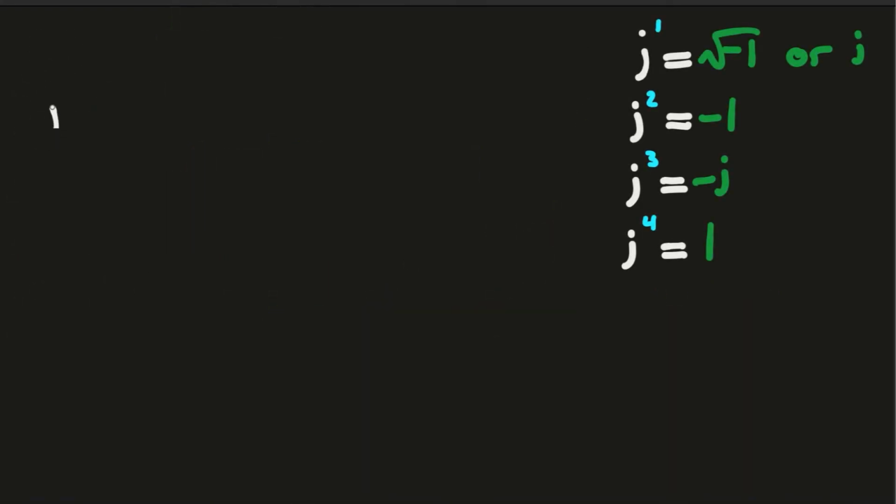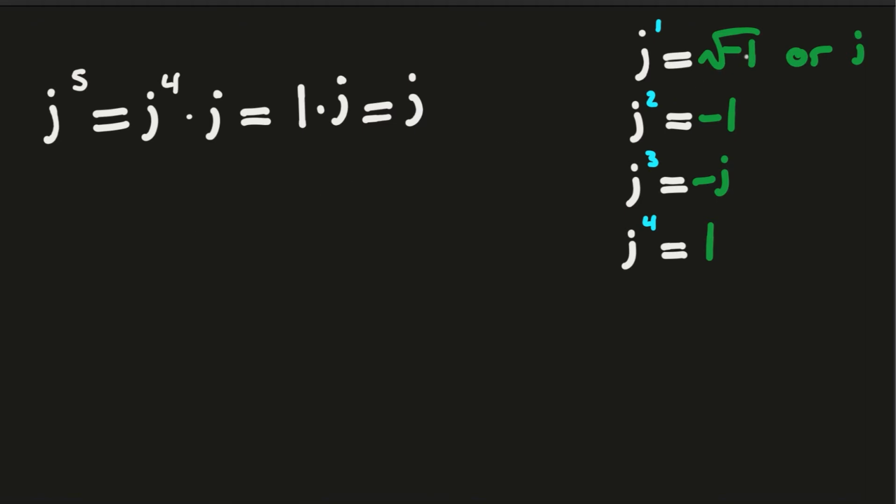So what if we had I to the fifth power? We know that I to the fifth power is simply I to the fourth times I. And from this chart, we can see that I to the fourth equals 1. So in other words, we're simply doing 1 times I, meaning that we're left with I. So it goes back here.